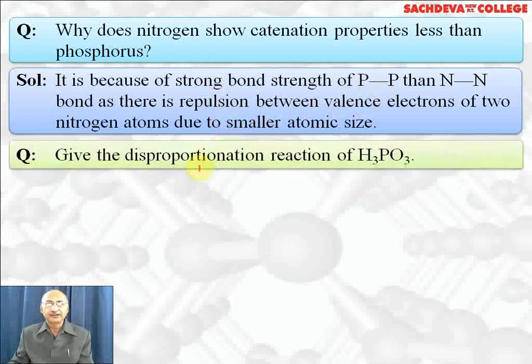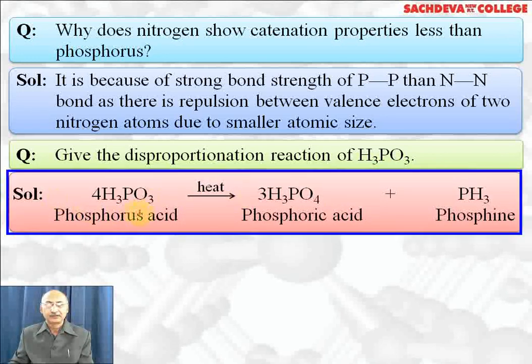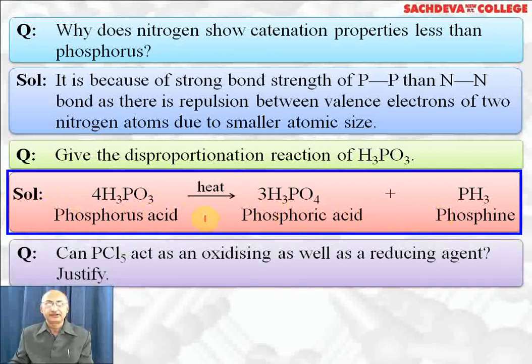Give the disproportionation reaction of H3PO3. H3PO3 has oxidation state plus 3. It can get oxidized to H3PO4 with oxidation state plus 5 and get reduced to minus 3, that is phosphine. So phosphorus acid on heating gives phosphoric acid plus phosphine is formed. This is disproportionation reaction because same substance is getting oxidized and reduced.